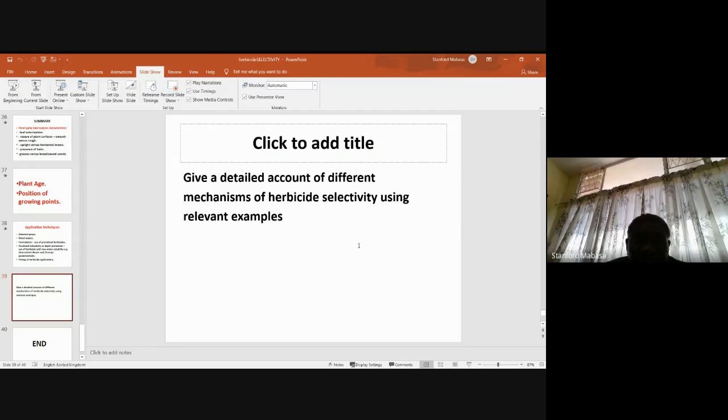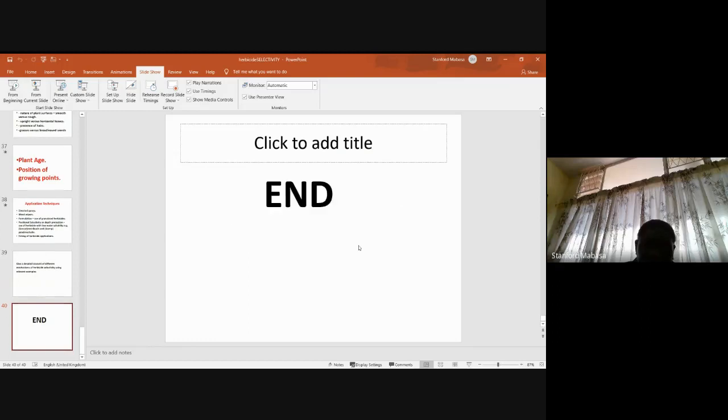Here I've got a question. Give a detailed account of different mechanisms of herbicide selectivity using relevant examples. With what we have done, we could partially answer this question. But in order to answer this question, we also need another lecture on the physiological basis of selectivity. So this is it for the non-physiological basis of selectivity.